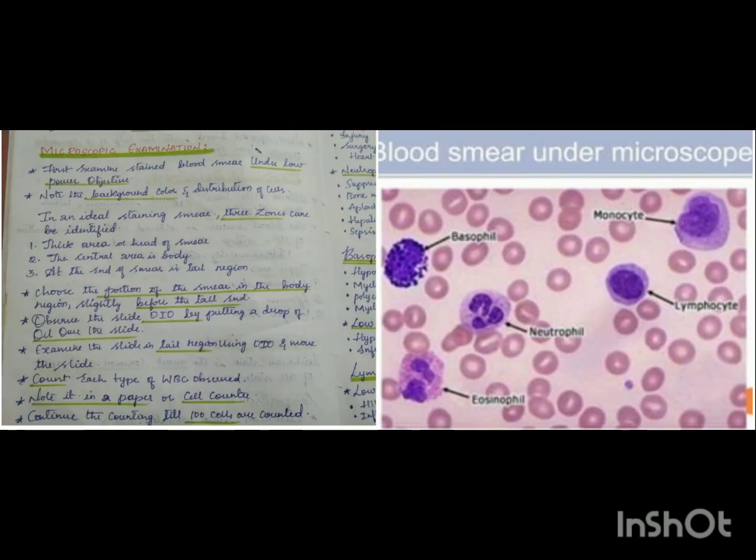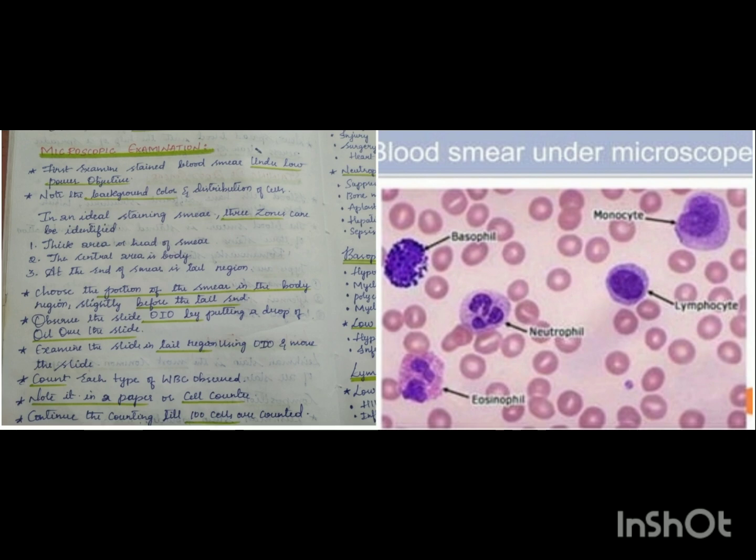Let's know about microscopic examination. First, examine the stained blood smear under low power objective. Note the background color and distribution of cells. In an ideal stained smear, there are 3 zones to be identified. The thick area or head of the smear, the central area is body, and at the end of the smear is tail region. Choose the portion of the smear in the body region slightly before the tail end.